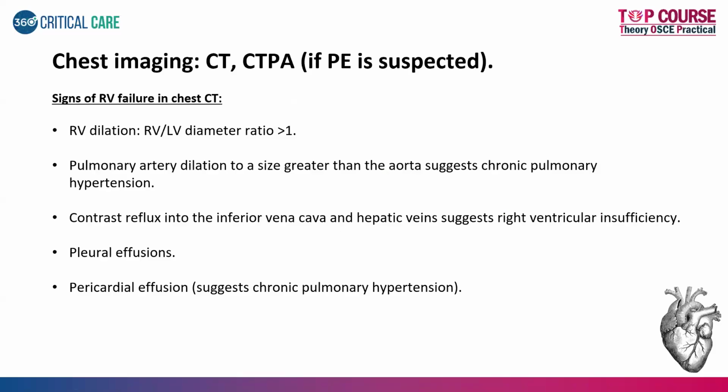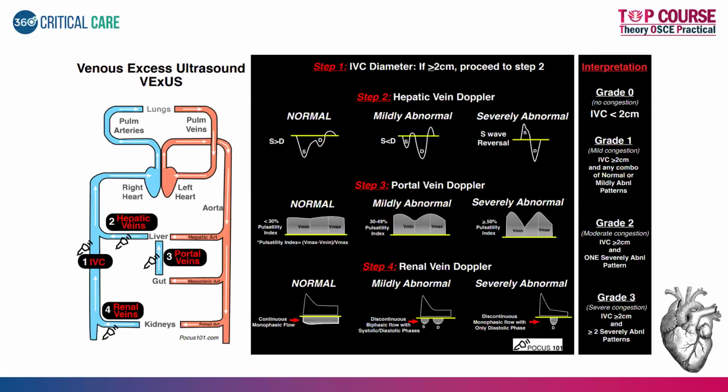Otherwise, if you're thinking of a primary lung pathology causing right ventricular failure, secondary to pulmonary hypertension, probably CT is the best imaging. What additional things can usually be seen are RV and LV diameter, dilatation of the pulmonary artery, and any ventricular insufficiency by contrast reflux studies, which can be mentioned. Other things that can be seen are pleural effusions and pericardial effusions.